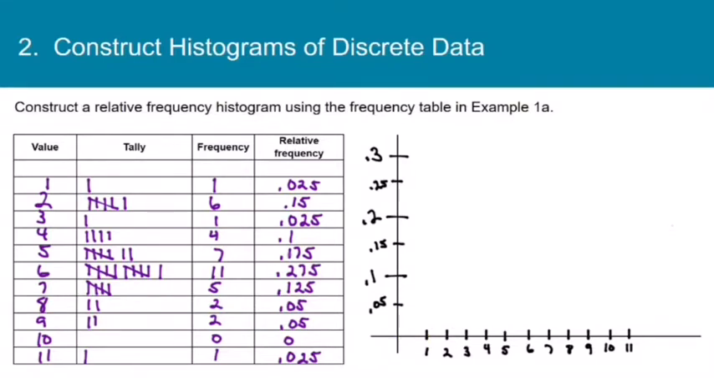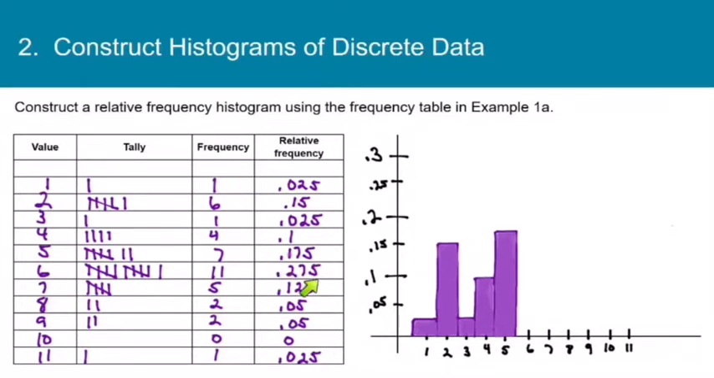All right, the first bar is going to be 0.025 units tall. Now my first tick mark is 0.05, so that means 0.025 is going to be halfway, so right there. And the second bar is 0.15, which is going to be right here. The third bar is 0.025, which is the same height as the first one. The next bar is 0.1, which is going to be about this tall. And then 0.175, which will be halfway between 0.15 and 0.2, so right here.